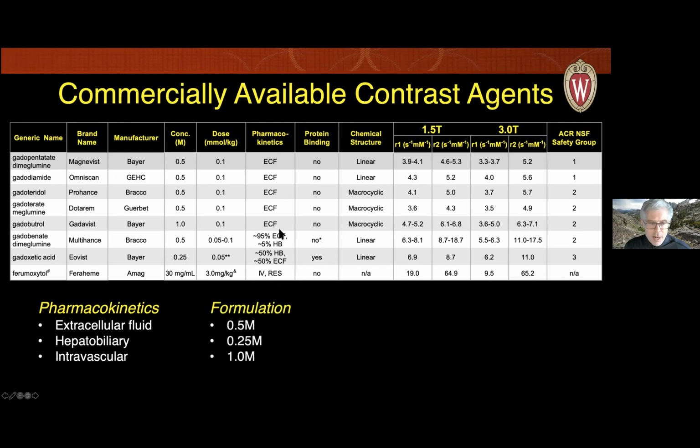Another feature that is really important, especially when you're calculating the dose, is going to be the formulation. Essentially that means the concentration. Most of the original agents were all half molar formulation. Gadovist came along and was actually a high concentration agent. It's a full molar. Multihance is also half molar, whereas Eovist is a quarter molar. And that's going to be important when you want to know how many milliliters I need to inject into this patient.